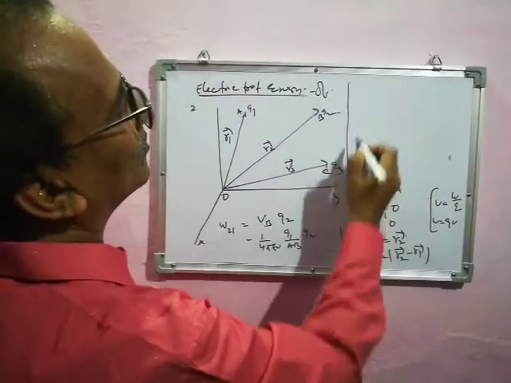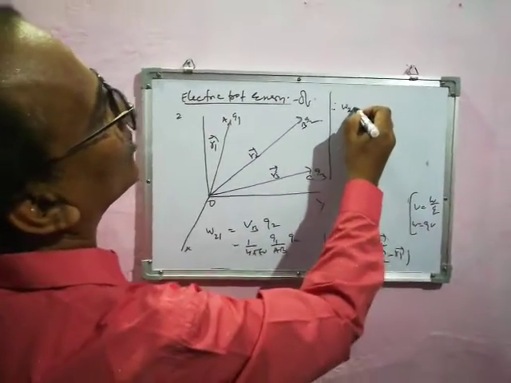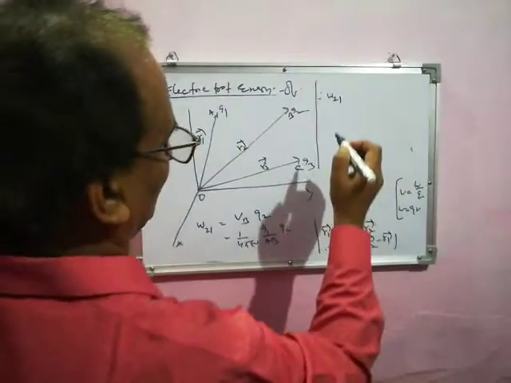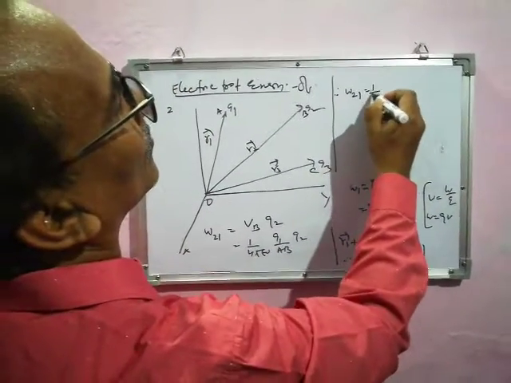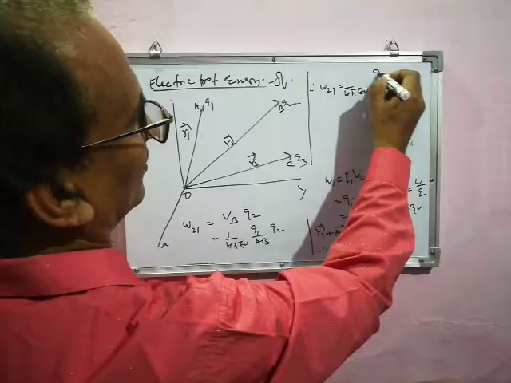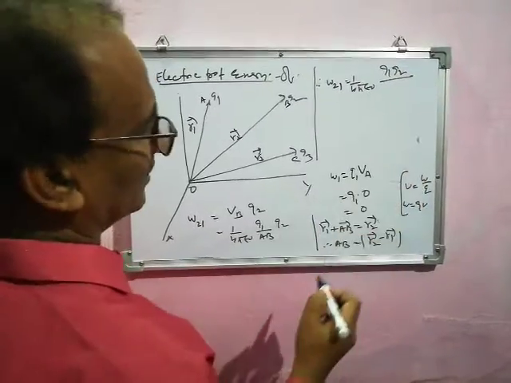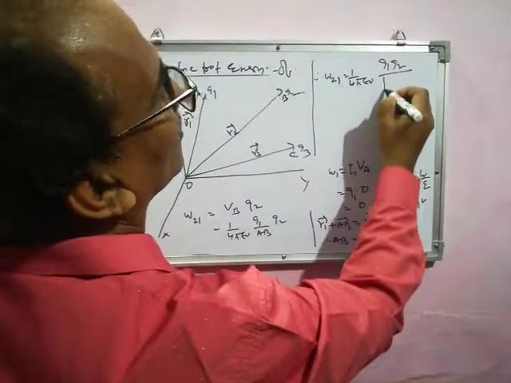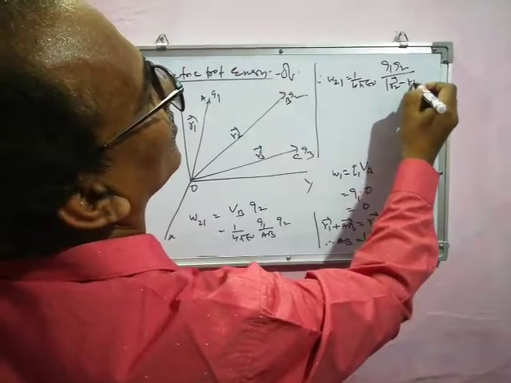Therefore, the work done in bringing 2 due to the presence of 1 will be equal to 1 by 4 pi epsilon naught, Q1 Q2 divided by AB, which is equal to mod of R2 minus R1.